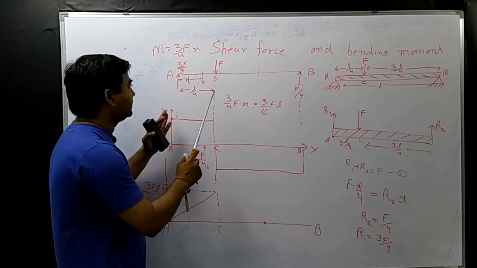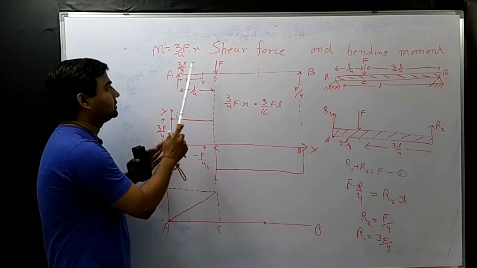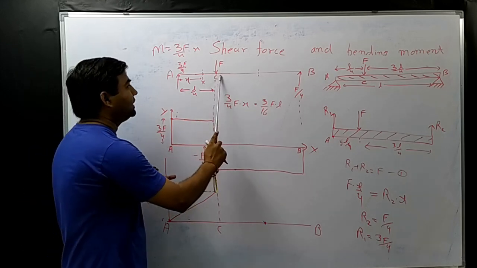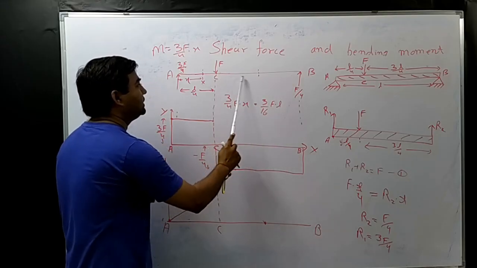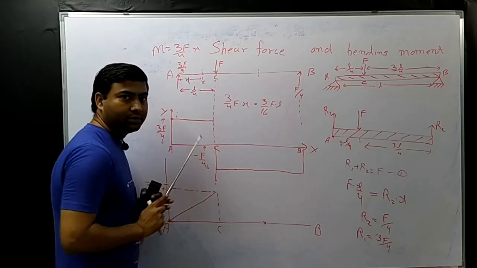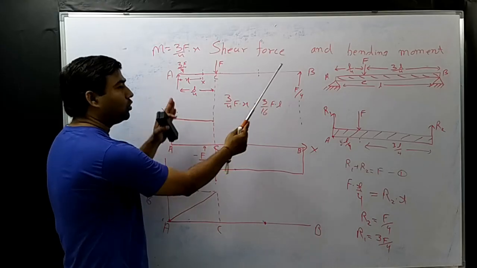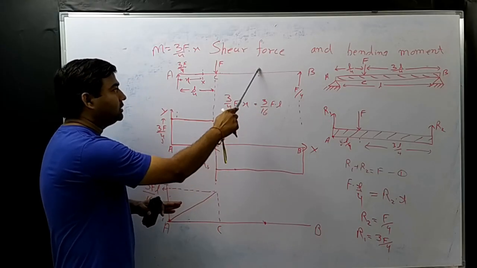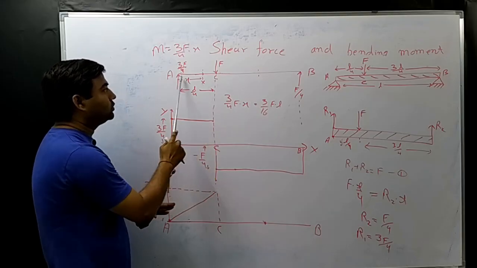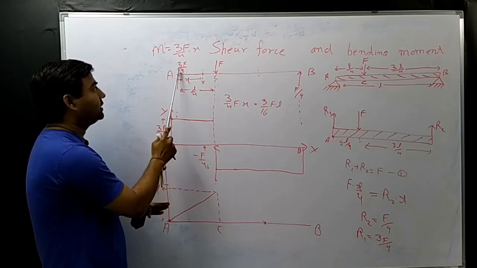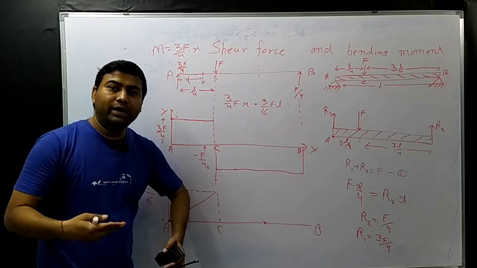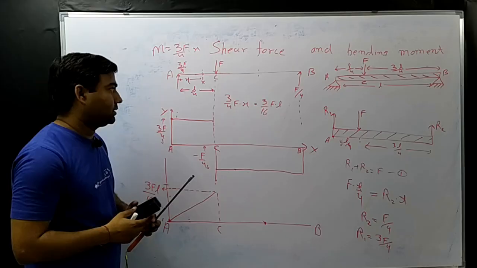Now consider, because here another force has been inserted. So when you find the bending moment for arbitrary points between C and B, you have to consider all leftward forces. If you take this arbitrary point, the leftward forces are F downward and 3F by 4 upward. So you have to find the bending moment with a different expression.